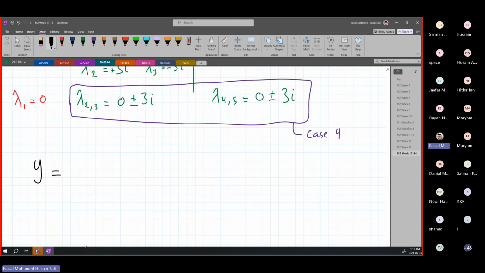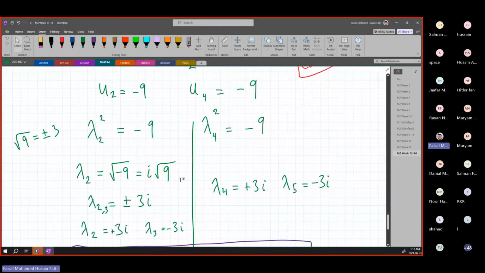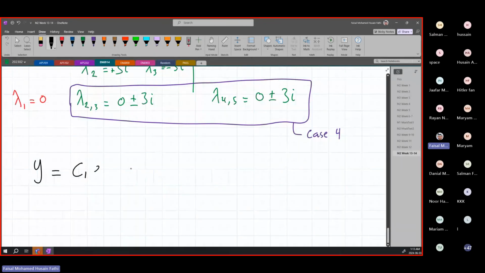Let's look at lambda 1 first. Lambda 1 is equal to 0. Which case was it? It was a distinct real root. So it's not repeated, it is not complex. It's a distinct real root. So we are going to put it as C1 e to the power of 0x, right? And then we're going to simplify.